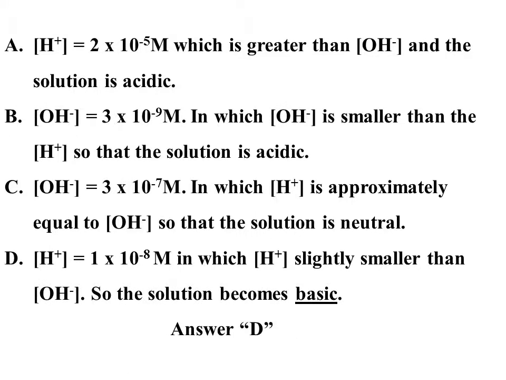In A, the concentration of H+ is 2 times 10 to the power of minus 5 molar, which is greater than the concentration of OH-, and the solution is acidic. B, the concentration of OH- is 3 times 10 to the power of minus 9 molar, in which the concentration of OH- is smaller than the concentration of H+, so the solution is acidic. C, OH- concentration equals 3 times 10 to the power of minus 7 molar, in which the concentration of H+ approximately equals the concentration of OH-, so the solution becomes neutral.